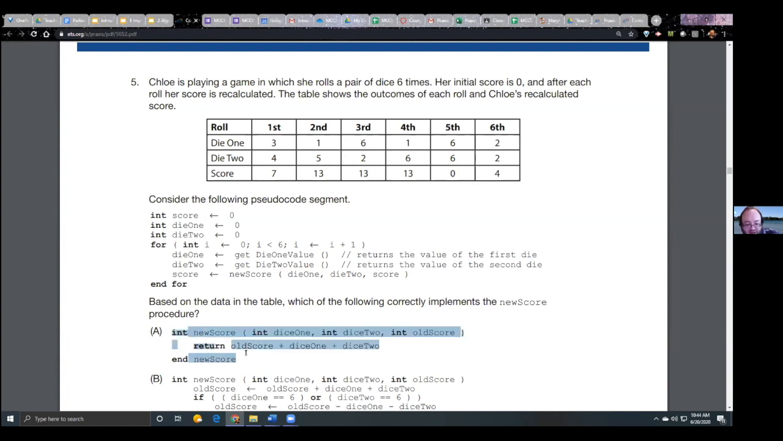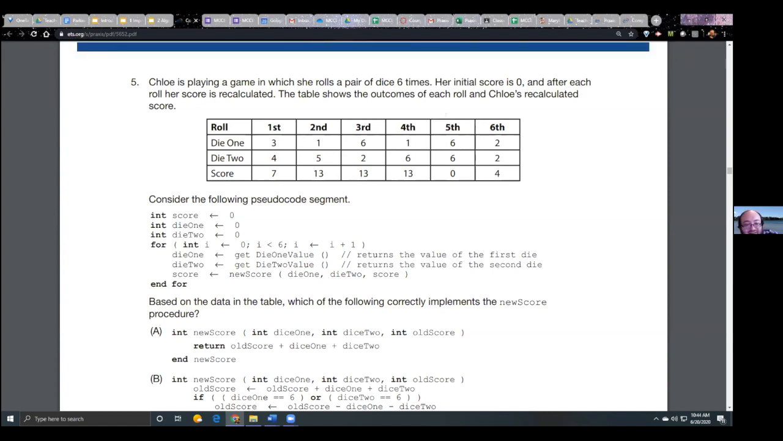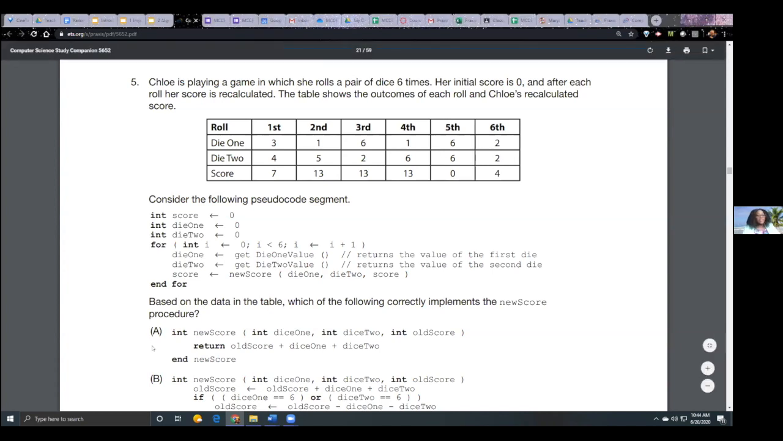So that, as you're saying, eliminates A, because A is saying return the old score plus dice 1 plus dice 2. So that pattern seems to be going for the first two, but immediately stops for the third. Is everybody clear on why A is wrong? Thumbs up. I got it. Okay. It's hard for me to see the chat. Okay. Yeah. So no questions.